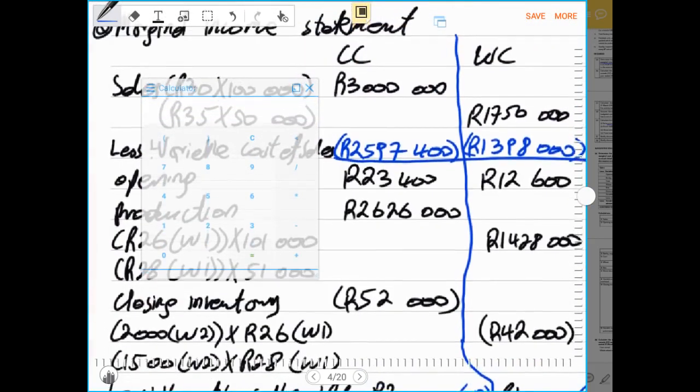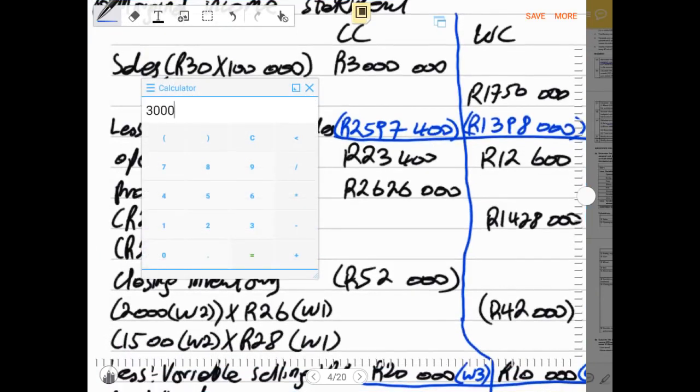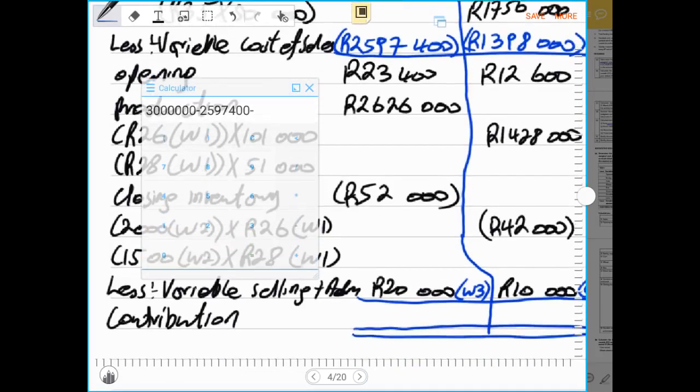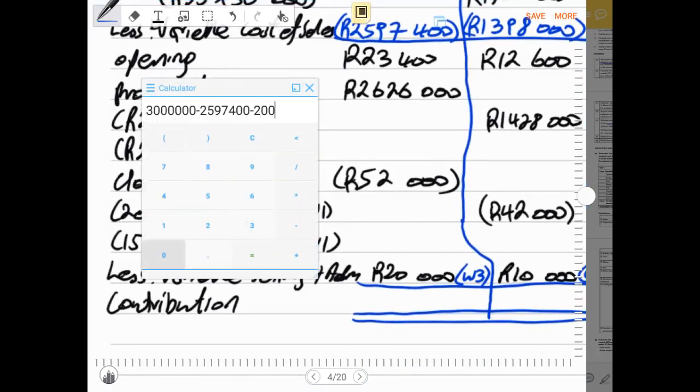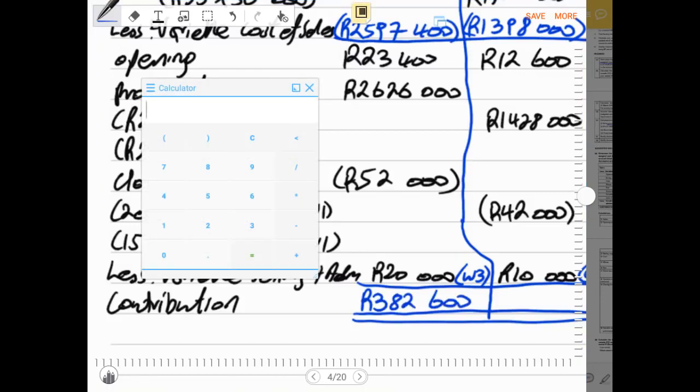Therefore, now I have to account for the closing, for the selling and administration and the sales revenue. Therefore, now I'll have 3 million of the sales minus 2,597,400. Then after, I also have to say minus my selling and administration of 20,000. After deducting that, I get to 382,600, which is my contribution.